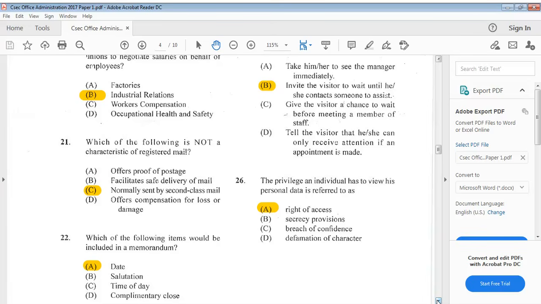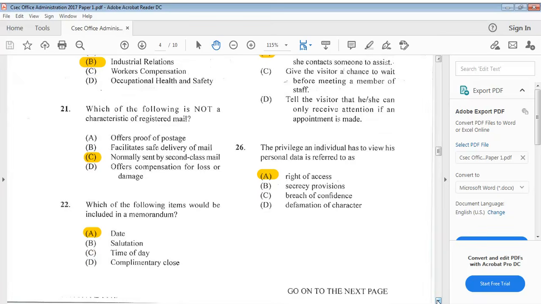Which of the following items would be included in a memorandum? A. Date. B. Salutation. C. Time of day. Or D. Complimentary clause. Our answer would be A. Date. Right? We know that would be included in our memorandum. Let's move on to 23.